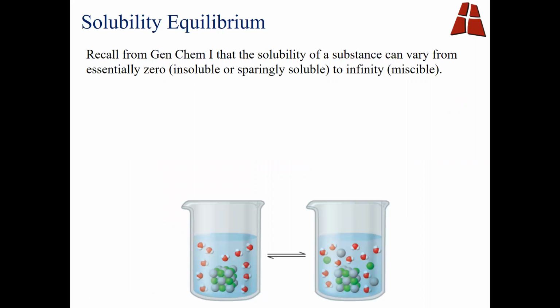I hope you recall from General Chemistry 1 that the solubility of a substance is going to vary from essentially 0, so being insoluble or sparingly soluble, to something being infinitely soluble. We would call this something totally miscible, right?